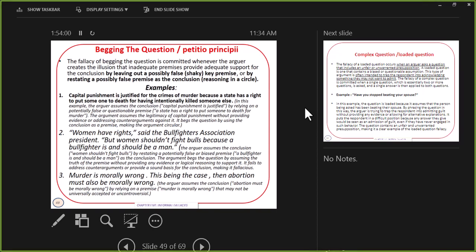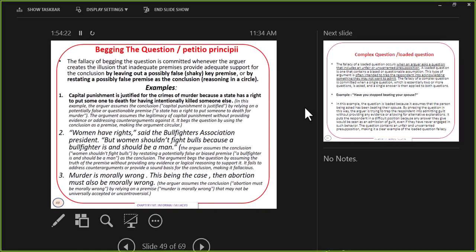In this example, the arguer assumed the conclusion, capital punishment is justified, by depending on a potentially false or questionable premise: the state has the right to put someone to death for murder. The argument assumes the legitimacy of capital punishment without providing evidence or addressing counter-arguments against it. It begs, it circles, it repeats the question by using the conclusion as the premise, making the argument circular. Right?